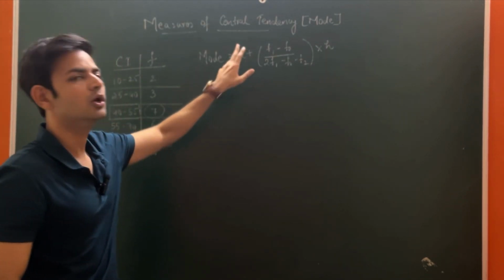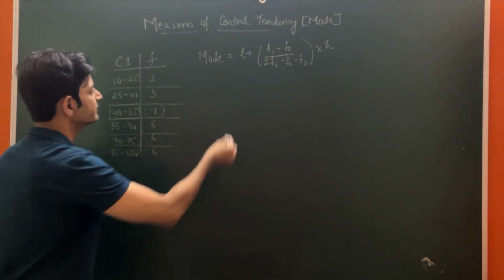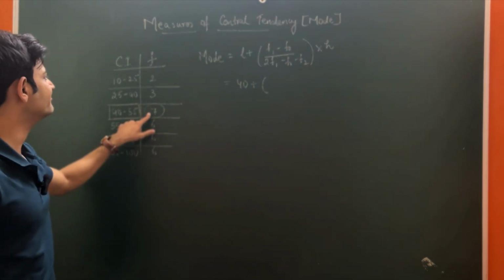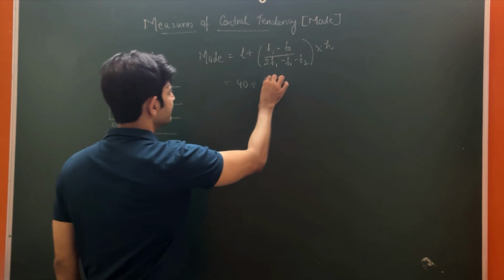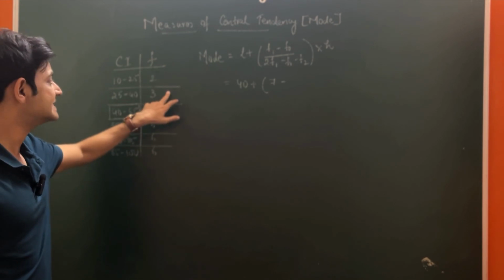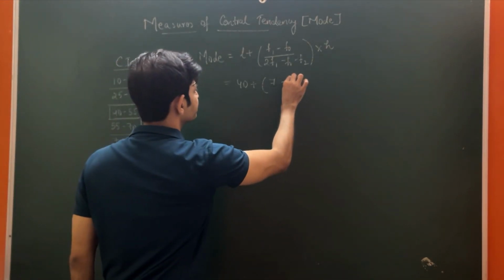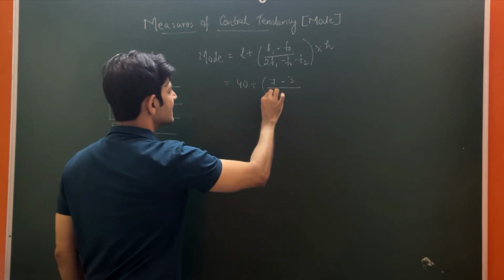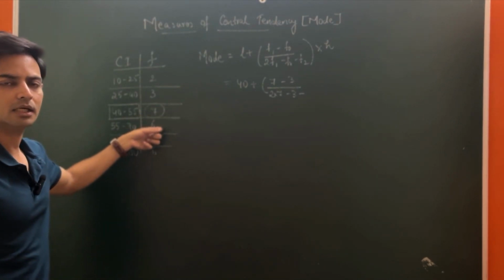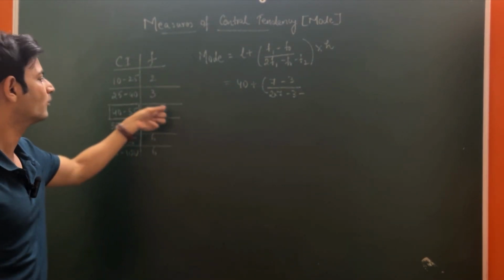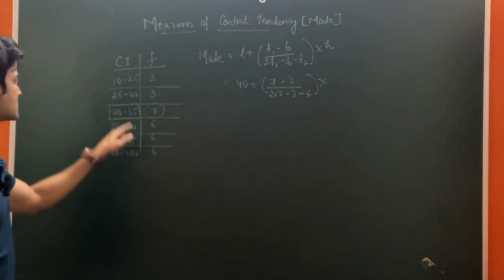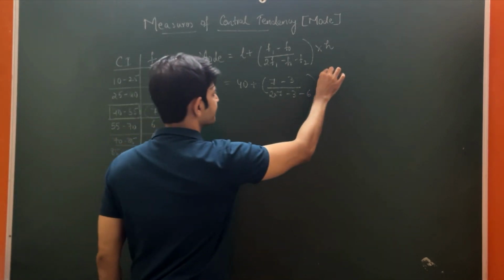Now, L is the lower limit of the modal class, which is 40 here, so 40 plus. f1 is the frequency of the modal class, which is 7, minus f0, the frequency of the class preceding the modal class, so it is 3, upon 2 into 7 minus 3 minus f2, the frequency succeeding the modal class, so it is 6 here. Into h, the class size, so 55 minus 40, which is 15.